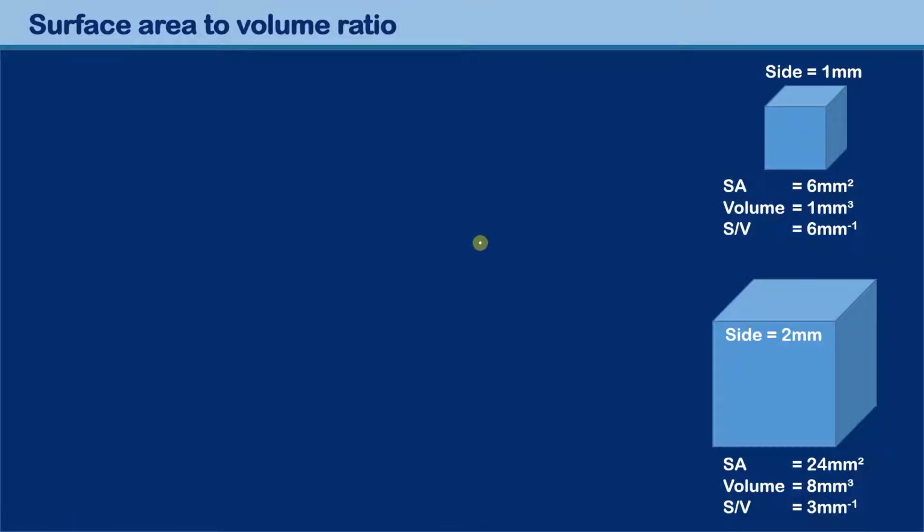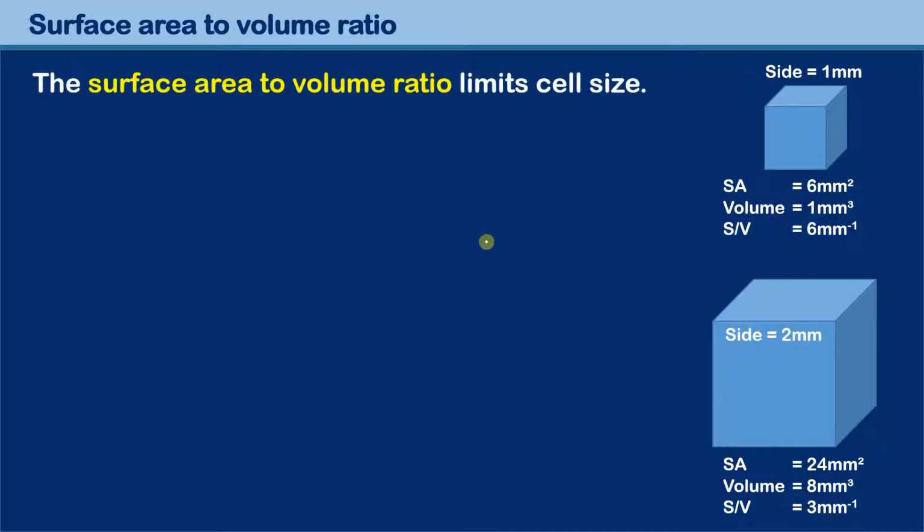A really important concept in the field of biology is the surface area to volume ratio. And on this slide, I'd like to explain this to you. It's a concept and an idea which keeps on reappearing over and over again. The surface area to volume ratio limits the size of a cell.